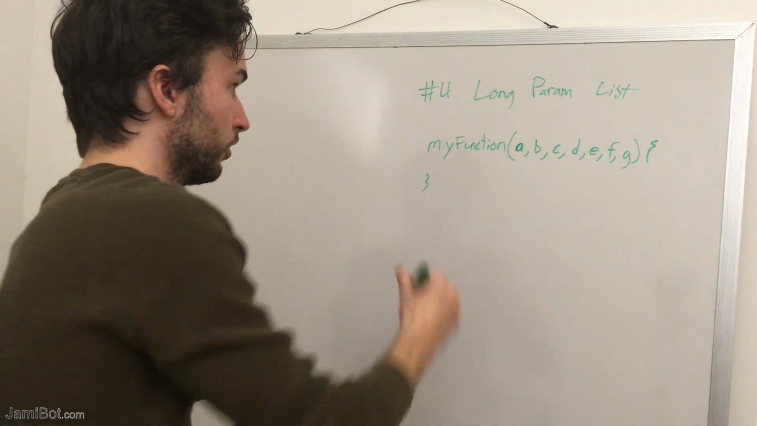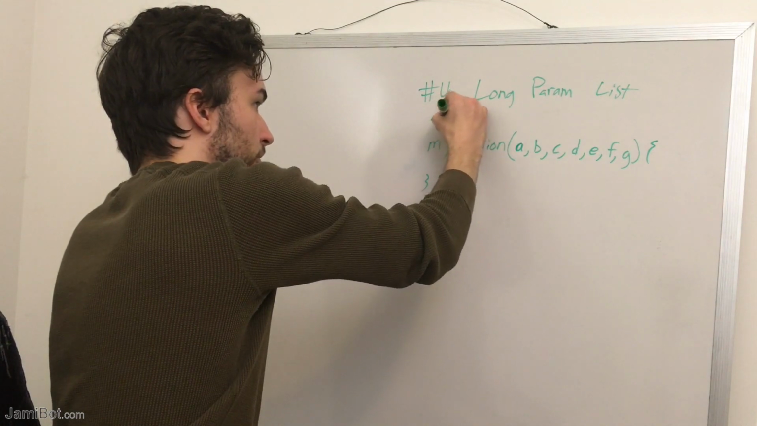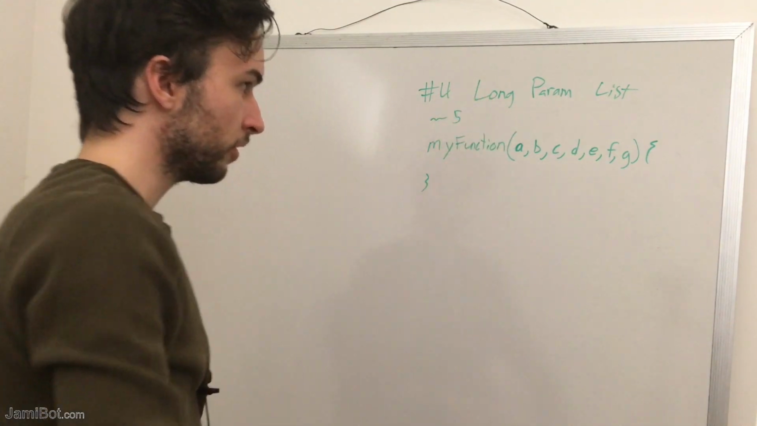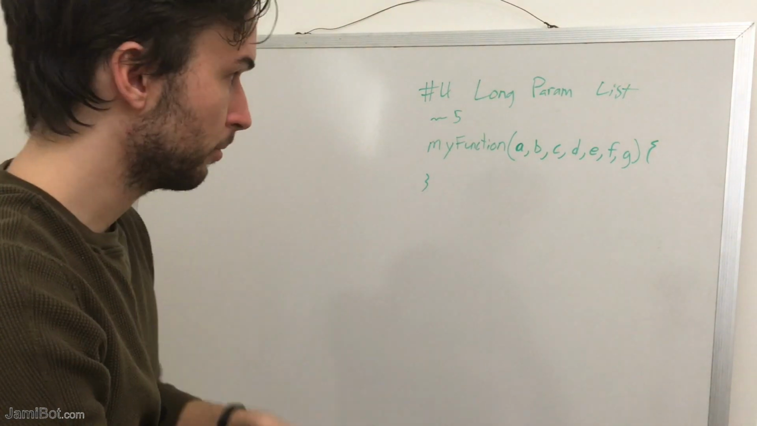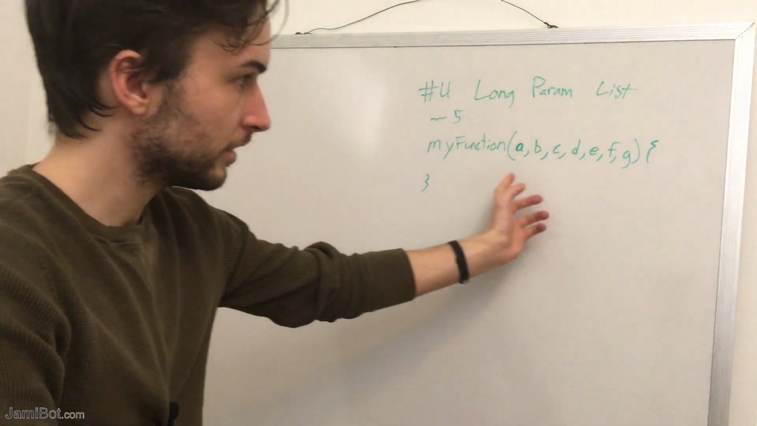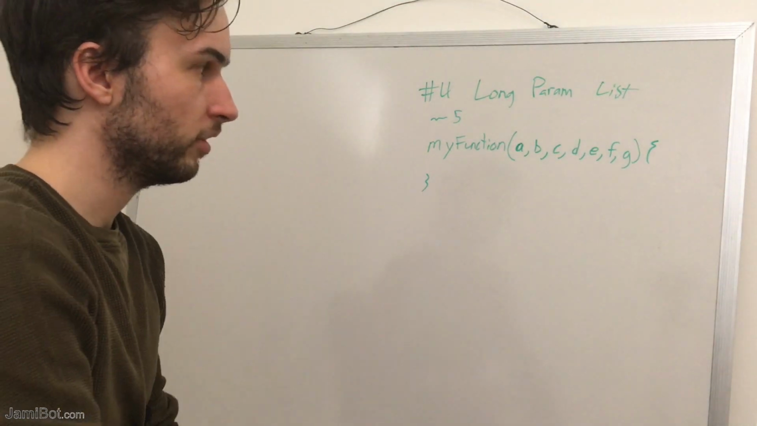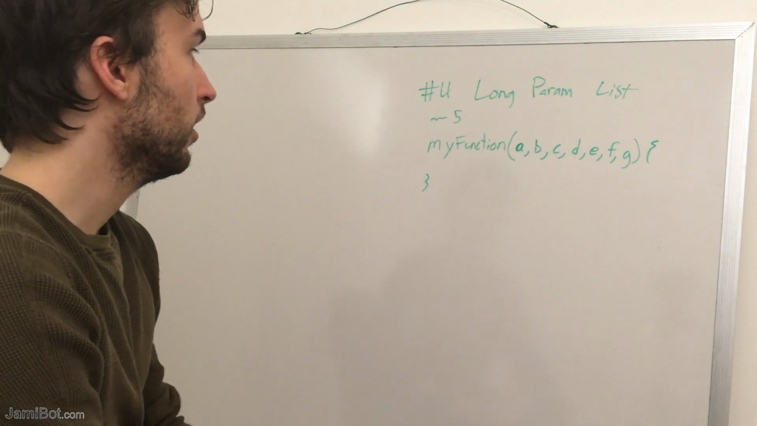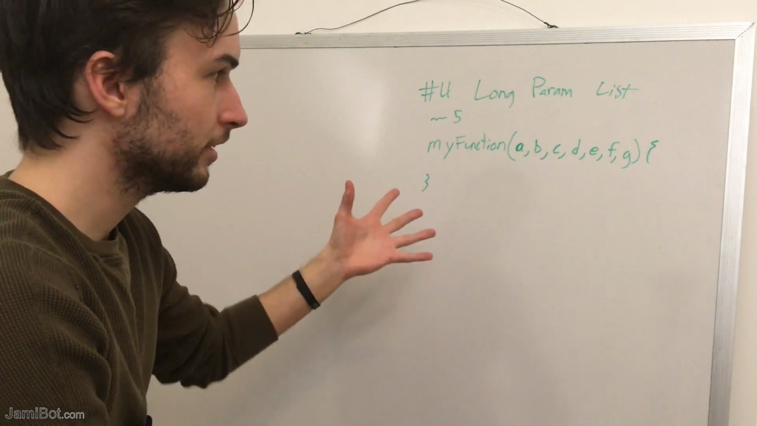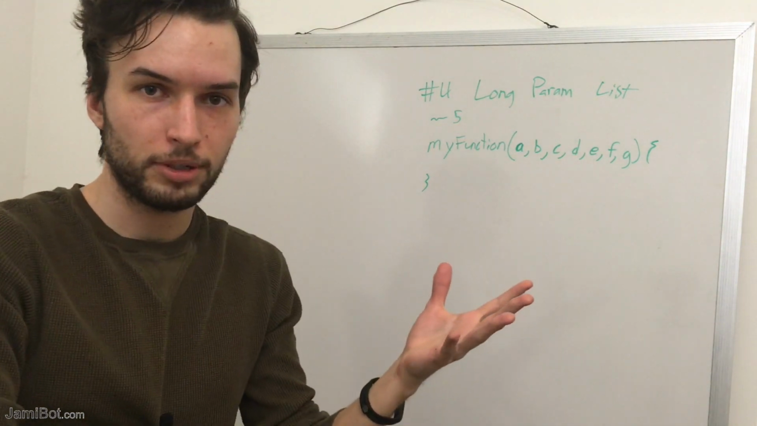So that is quite a few parameters, 7 parameters. I would say any more than around 5. 5 is kind of like the limit, the maximum you want to have. And so this has 7, so it smells of long parameter list. Alright, and why is this bad? Why is it bad to have so many parameters?